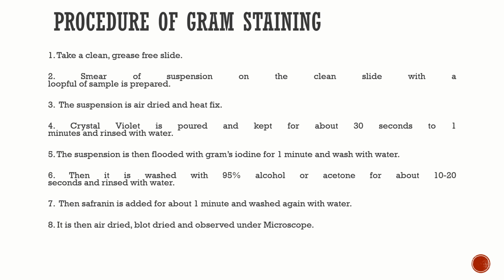This alcohol will dehydrate the cell and decolorize the cell. Then after that we add the counter stain, that is safranin, and keep it for 1 minute, and again we wash it with water. Then we dry the slide, blot it, and observe it under the microscope. So this is the whole process of gram staining.